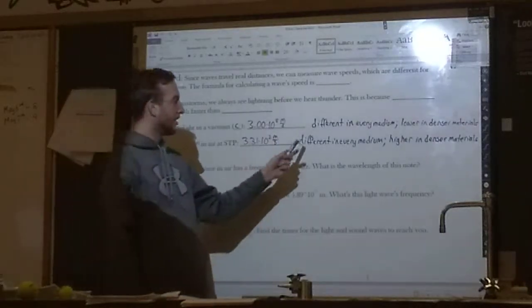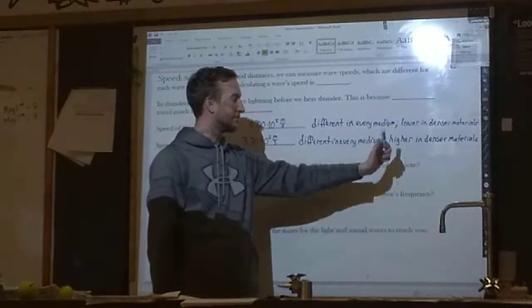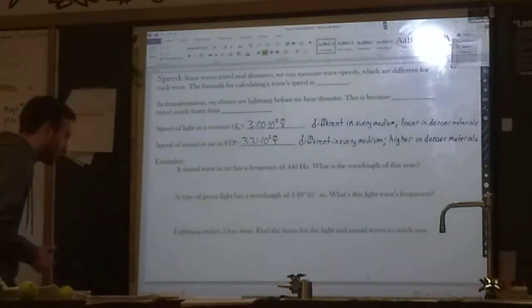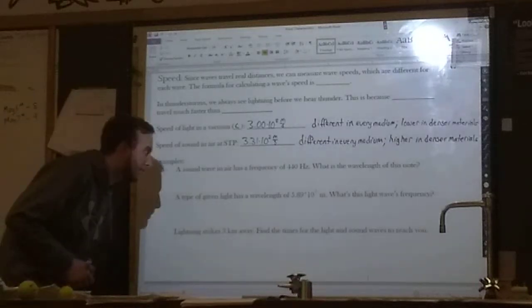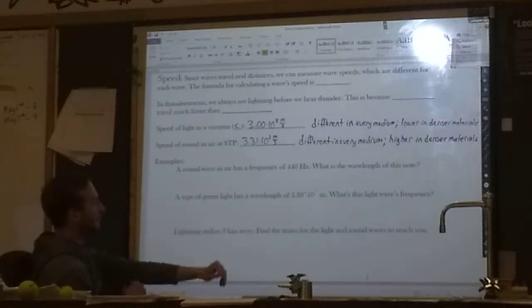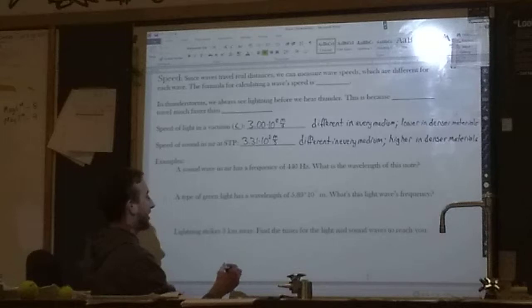Light is much faster. These can change in different media. Light moves slower in denser materials, sound moves faster in denser materials. 3 examples to close out. Let's say a sound wave in air has a frequency of 440 hertz. I believe that's like concert A or something like that. What's the wavelength of this note?